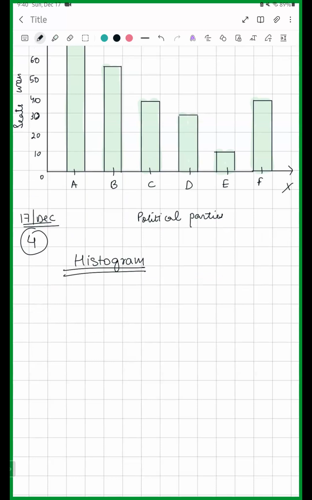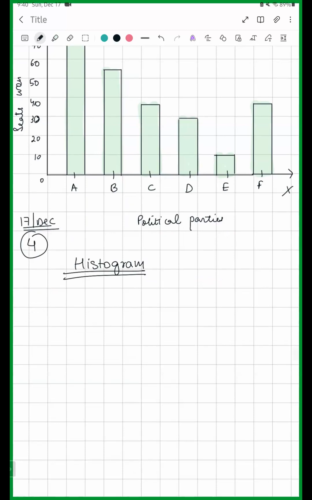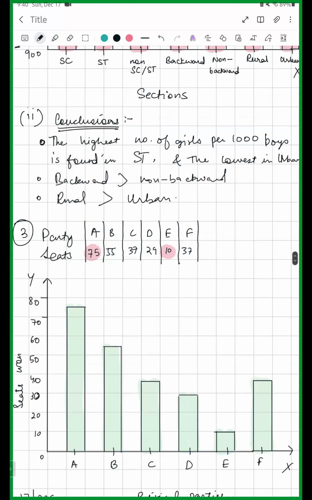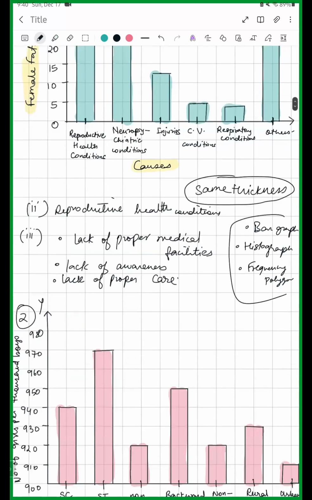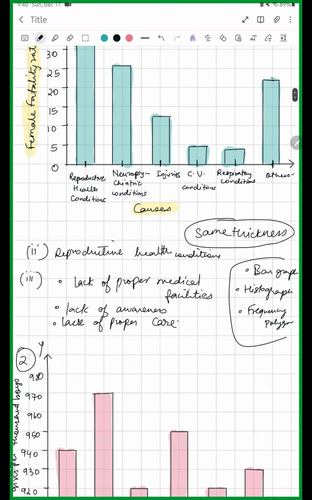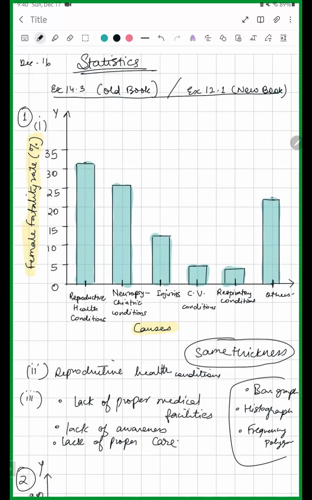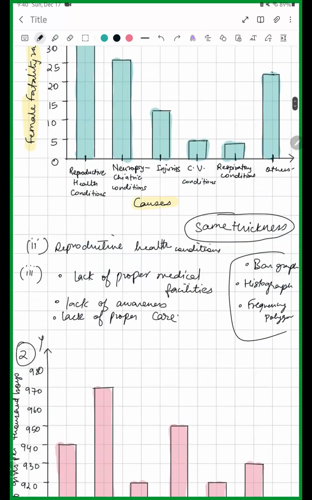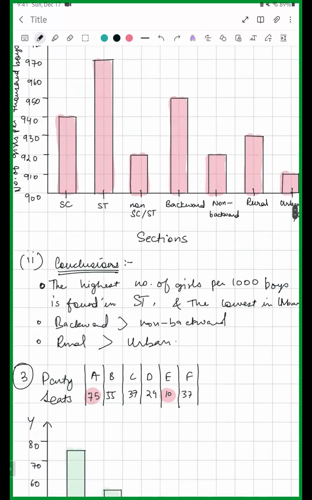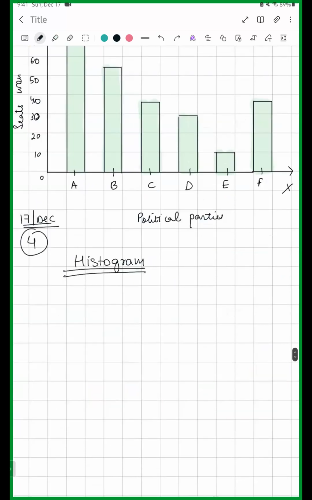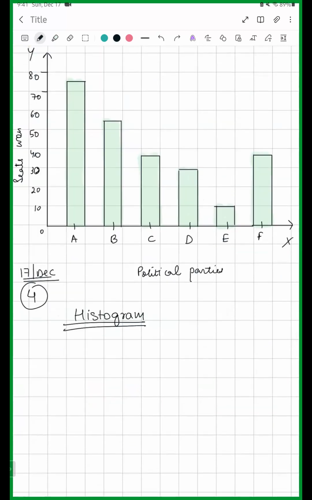See, till now the bar graphs we did majorly didn't have numbers on the x-axis. The x-axis is the horizontal one. We had something else, like causes. Then in the second question, we had sections of society. Then in the third question, we had names of political parties. But in a histogram, the x-axis will always have numbers. So the fourth question.